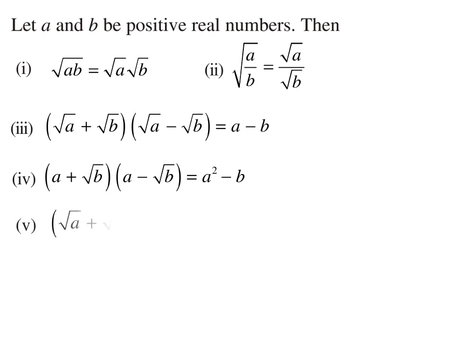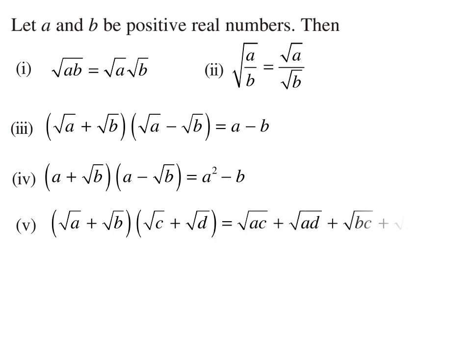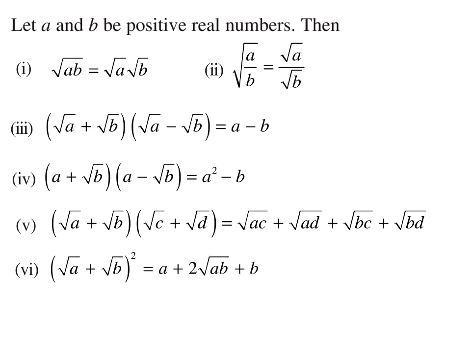The next property, that root a plus root b into root c plus root d can be written as root ac plus root ad plus root bc plus root bd. In this question you can change the sequence of the answer, but numerically the answer will be the same. Next, property number 6, root a plus root b whole square can be written as a plus 2 root ab plus b. And the last property, the seventh one, root a into root a will become a. That will be your final answer. So you have to remember these properties. Now again taking some examples for it.